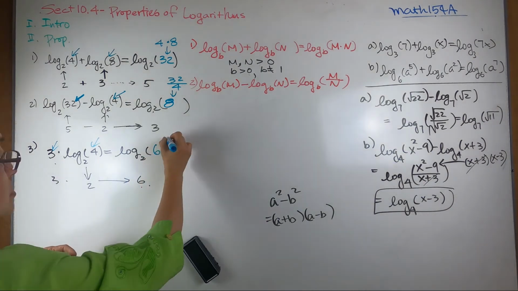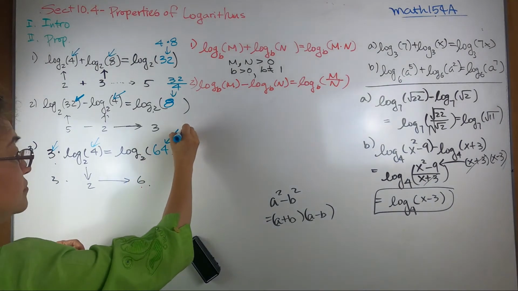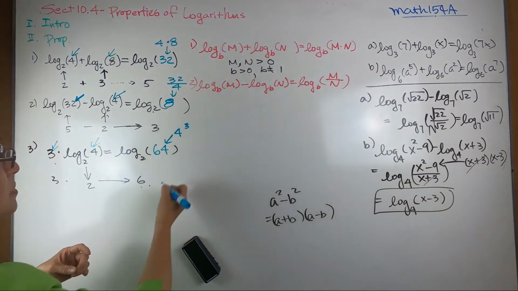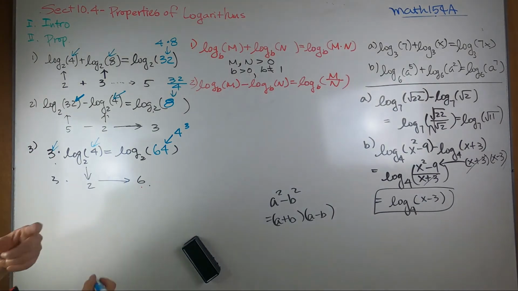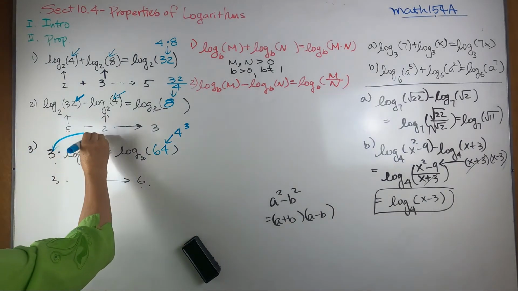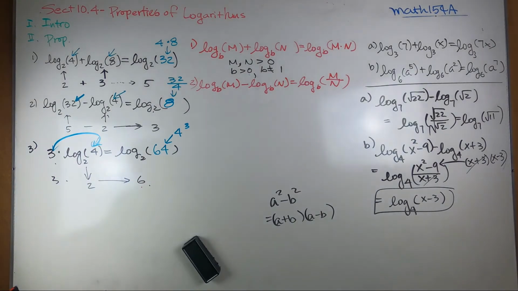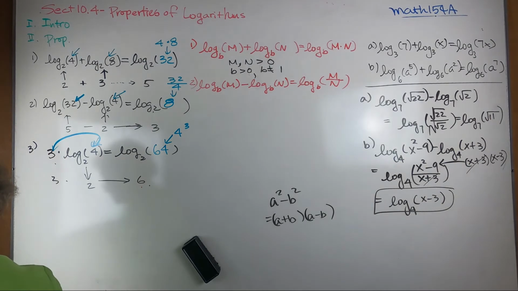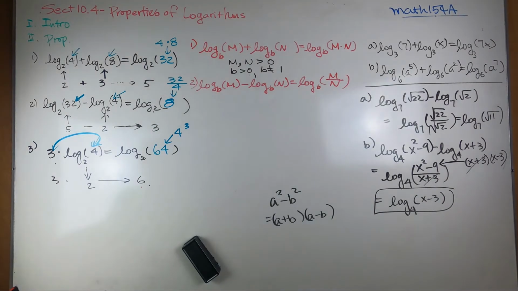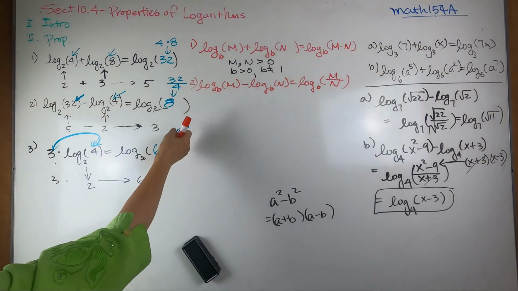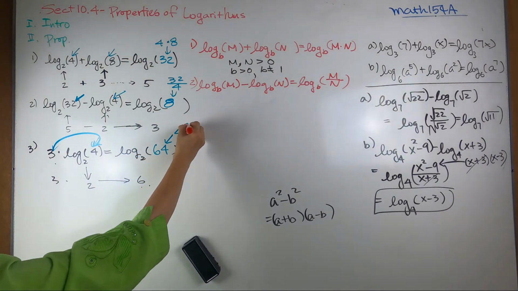Okay, so 64 is what? 4 to the 3rd power, 3 times. That means when we translate outside to inside, what do we do? Multiplying. Actually, it ends up as what? The power.